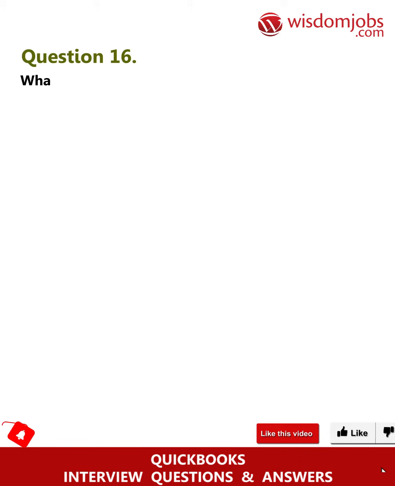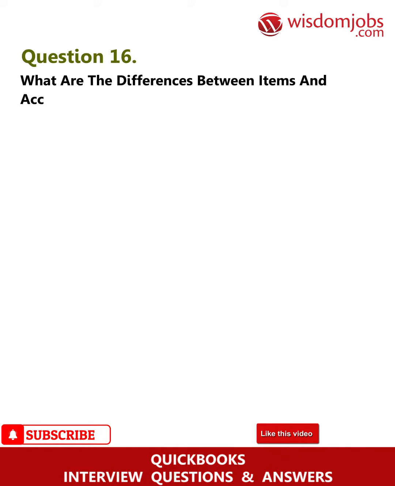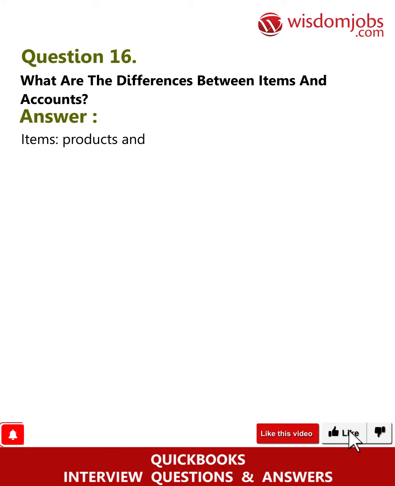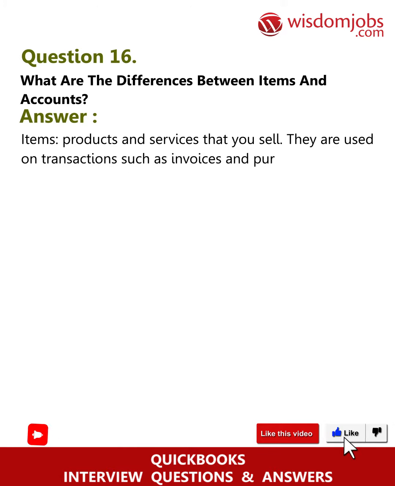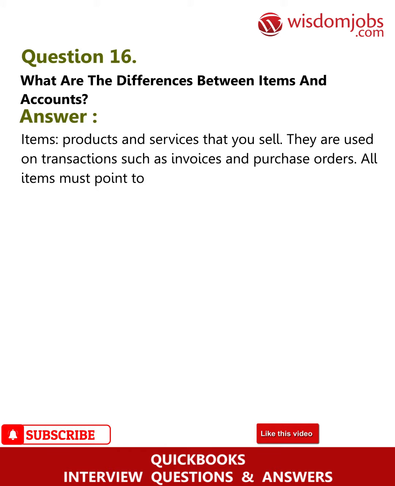Question 16. What are the differences between items and accounts? Answer. Items are products and services that you sell. They are used on transactions such as invoices and purchase orders. All items must point to an account.